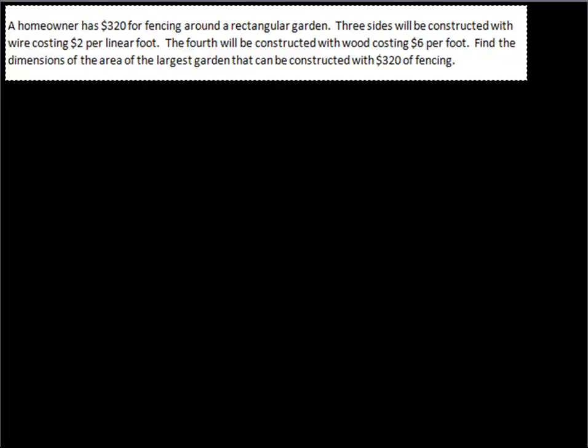Our next example is one where we can draw a picture. So copy this in your notes. Pause this video if you need to and then come back. A homeowner has $320 for fencing around a rectangular garden. 3 sides will be constructed with wire costing $2 per linear foot. The 4th will be constructed with wood costing $6 per foot. Find the dimensions of the area of the largest garden that can be constructed with 320 feet of fencing.